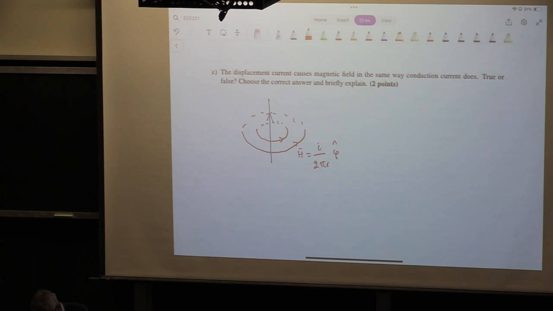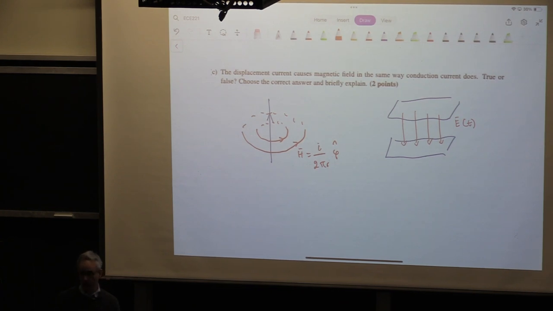So now the question is, if I have, let's say, in a capacitor, displacement current. The displacement current is associated with electric field, changing electric field. So let's say the electric field here inside the capacitor is changing with time, and therefore you have displacement current. Would this create magnetic field the same way that ordinary current does? Who says yes? Who says no? Who votes yes? No? So it is again yes.